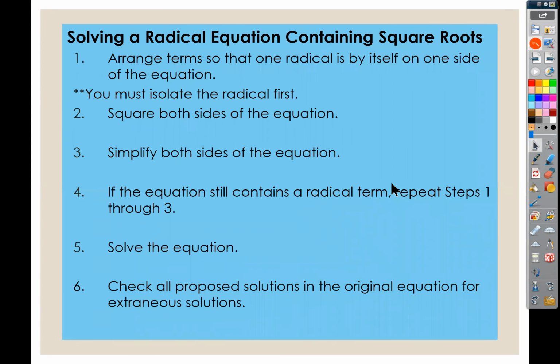So here's some steps to solving radical equations containing square roots. I would write this down if I were you. The first one is to arrange terms so that one radical is by itself on one side of the equation. You must isolate the radical first before you do step 2, which is to square both sides of the equation. Then simplify both sides. Then if the equation still contains a radical, repeat steps 1 through 3. You're going to solve the equation, and then you have to check all proposed solutions in the original equation for extraneous solutions.